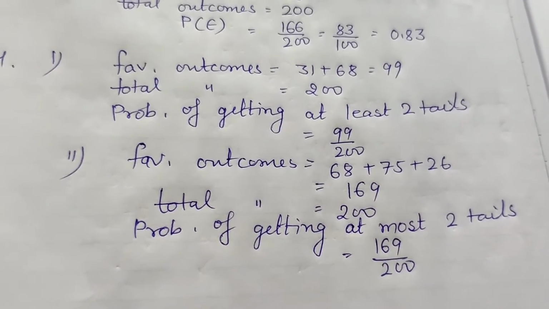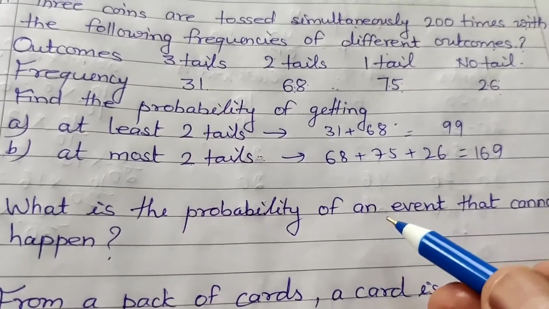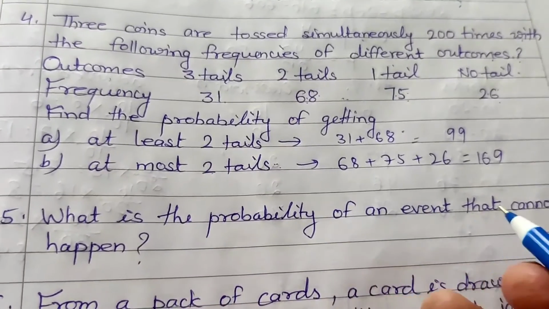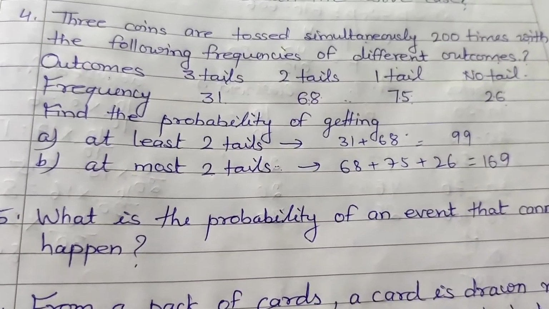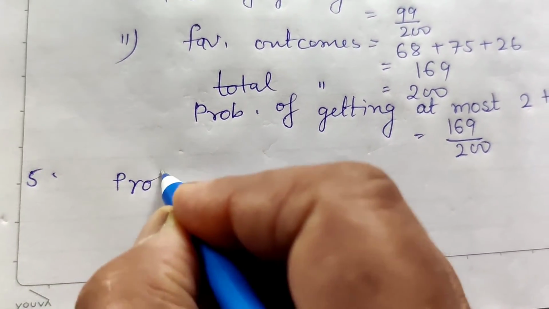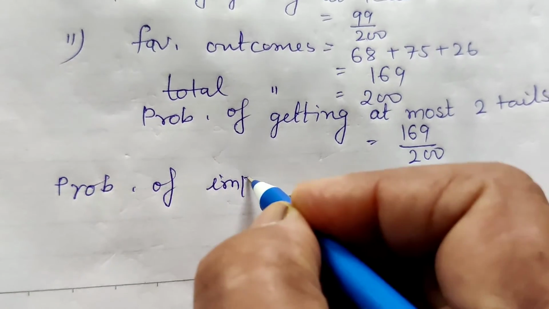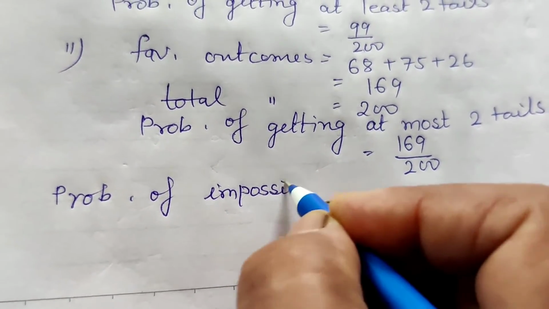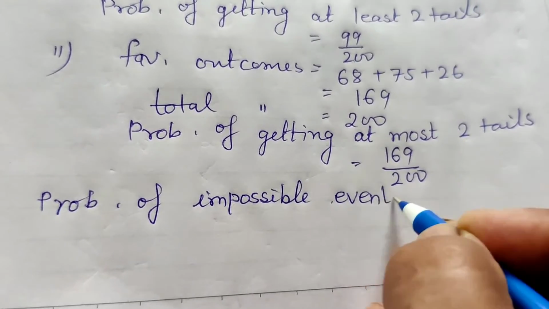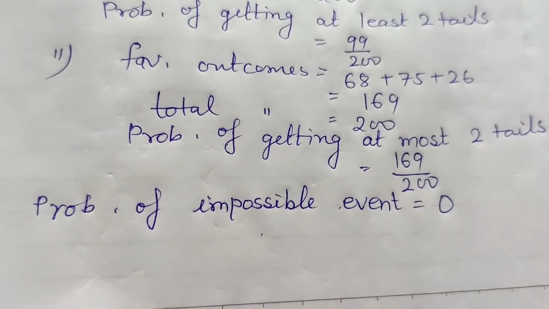Okay, the next question. What is the probability of an event that cannot happen? That cannot happen, it is equal to 0. The probability of an impossible event, that cannot happen, means impossible event equal to 0, and probability of sure event equal to 1.